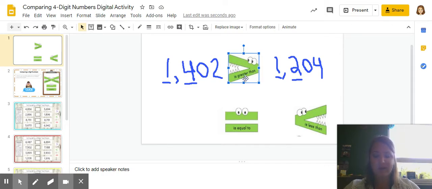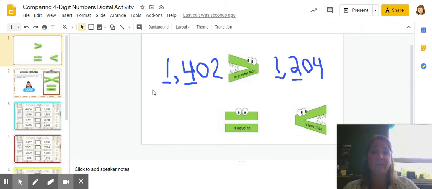Let's go ahead and read this together as a number sentence. Starting from the left, moving to the right, same way we would read a regular sentence. Ready? 1,402 is greater than 1,204. Great job, guys. Let's try another.